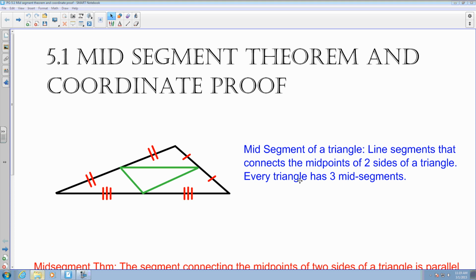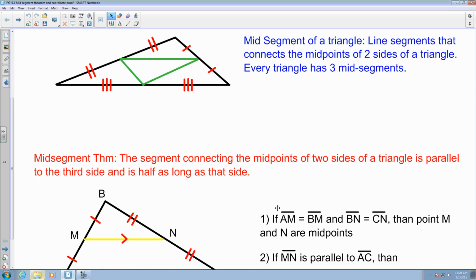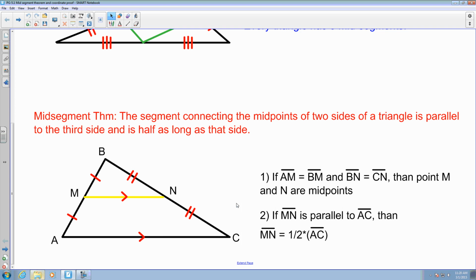What we can take from that is what is called the mid-segment theorem. If you look at this one triangle specifically, it says the segment connecting the midpoints of two sides of a triangle is parallel to the third side and is half as long as that side. Sounds like a mouthful, but it really isn't that bad.